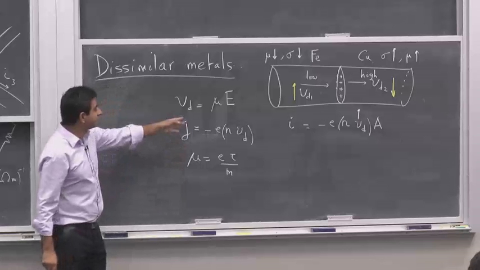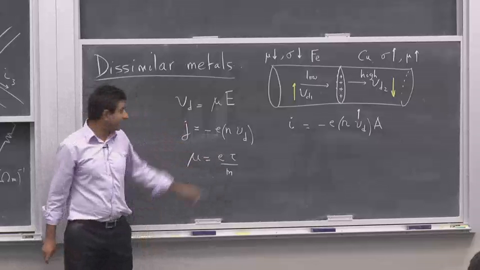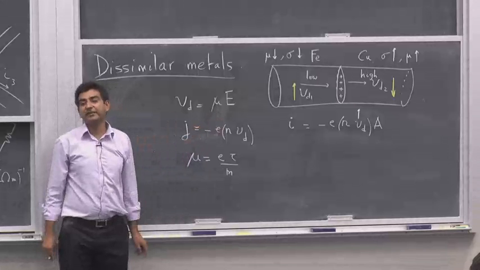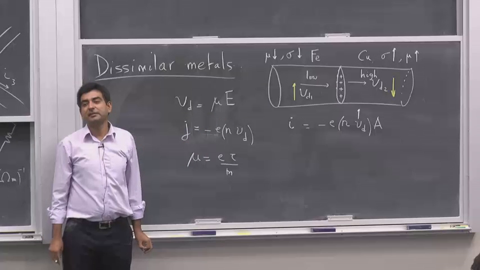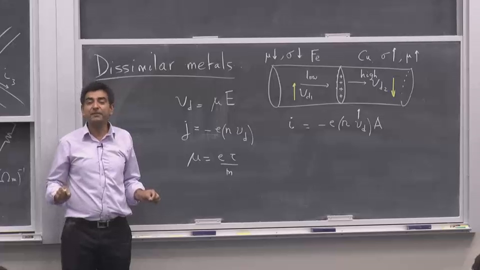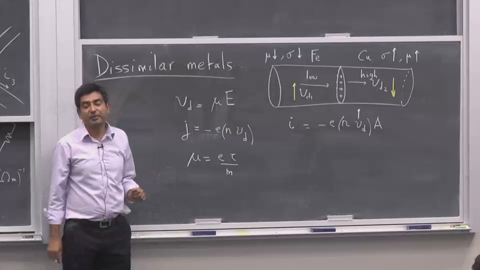Now these mobilities are different because of the scattering rates. The scattering rates are different in iron and copper. Which one of these will have the higher scattering rate? Which one of these will have the longer tau? Copper will have the longer tau because its mobility is higher.